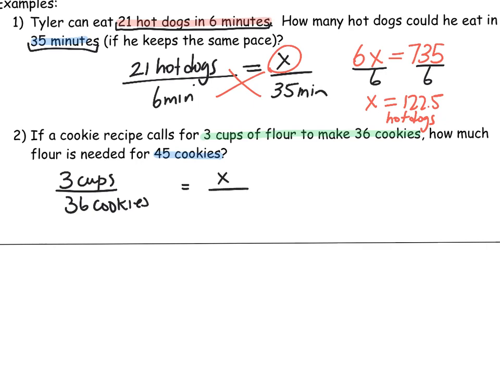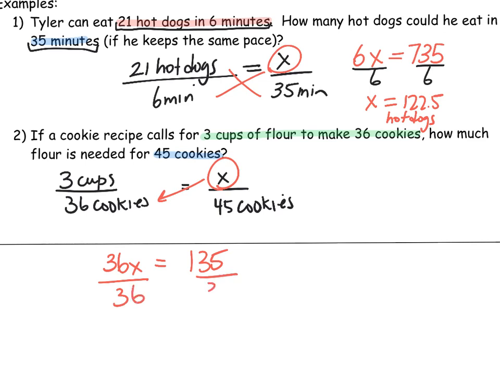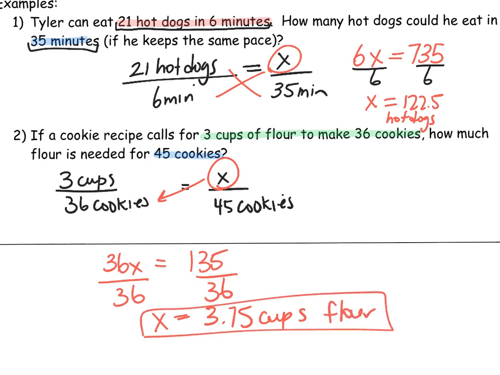How many cups will make 45 cookies? Very common that we use these. So x times 36 is 36x. 3 times 45 is 135. Divide by 36 on both sides to solve that. And I end up with 3.75 cups of flour. Okay, so you're just going to set up a proportion and solve them.